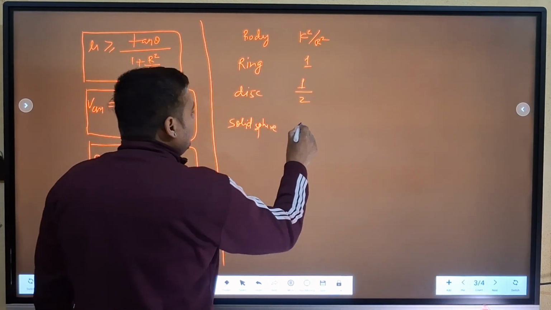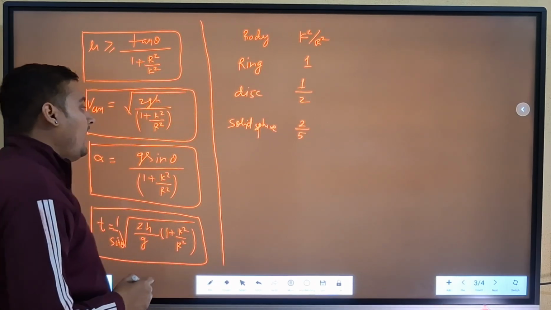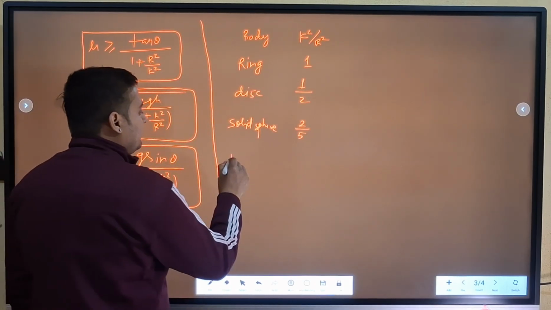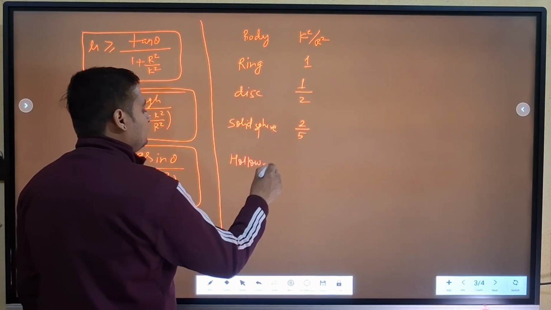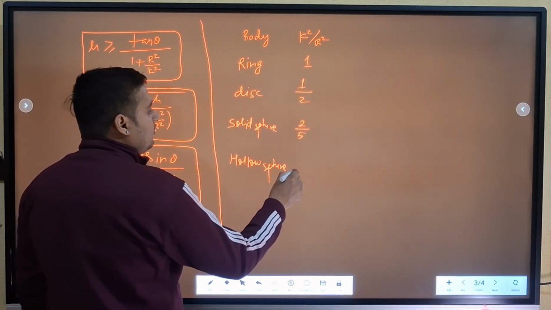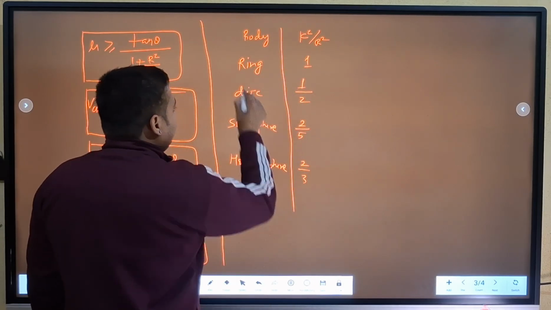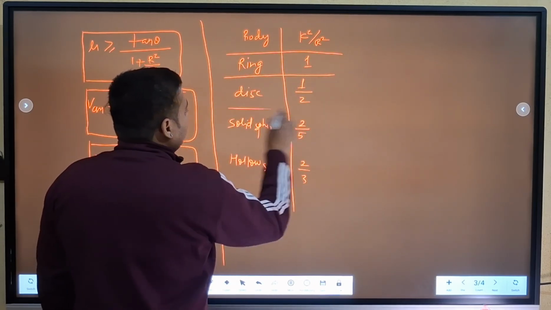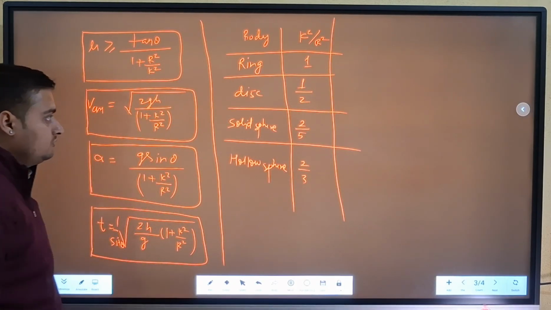In case of solid sphere, this value is equal to 2 by 5. And third we will take here hollow sphere. So in case of hollow sphere, our value will be equal to 2 by 3. So these are the four important values which we need to know for calculation of all the values.